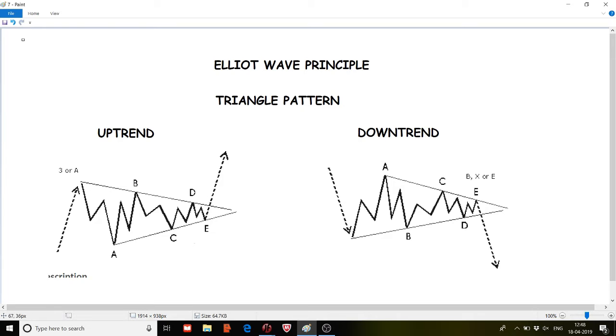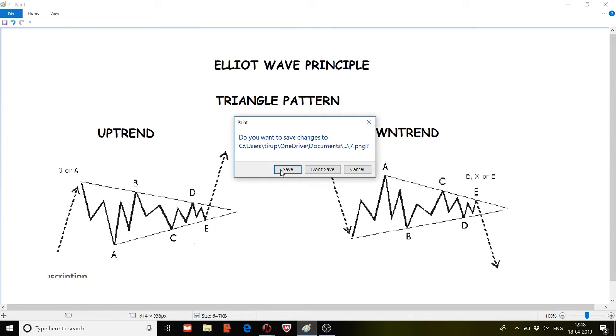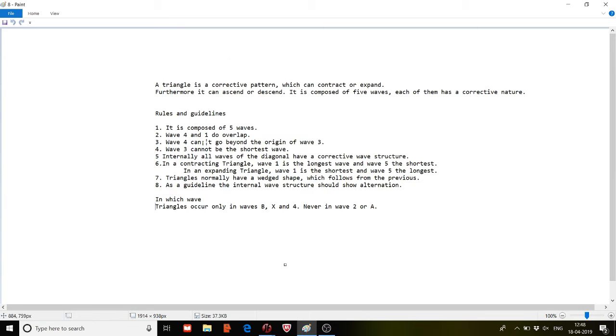So let us look at the rules to identify it. A triangle is mainly a corrective pattern which contracts or expands. I will explain the expanding triangle in another webinar. Today I am just discussing the contracting triangle. Furthermore, it can ascend or descend.